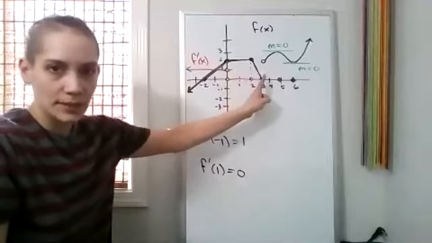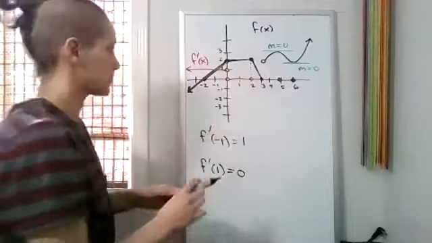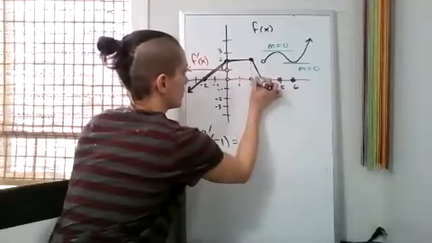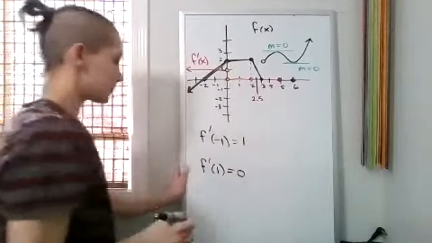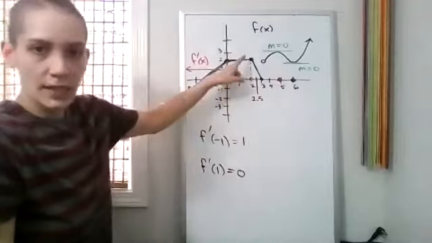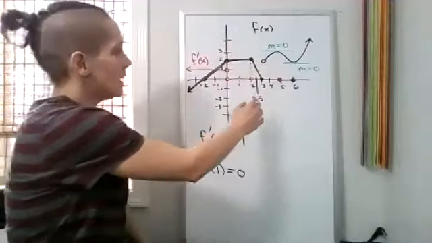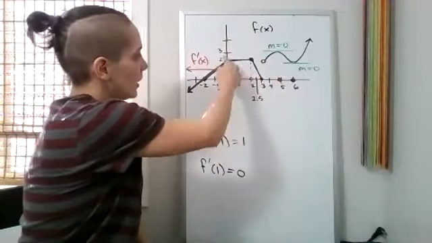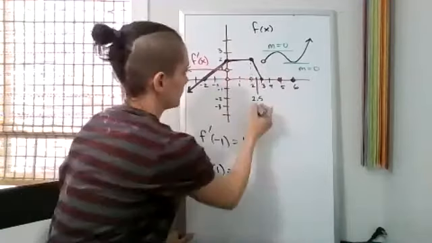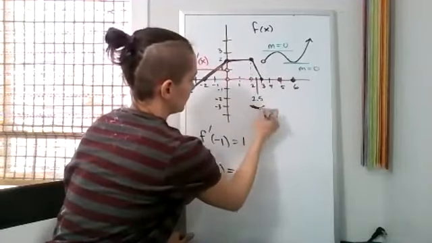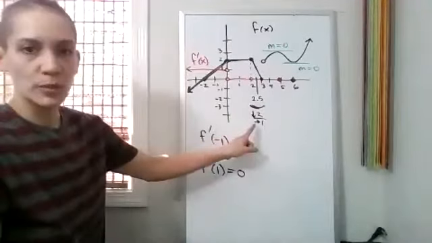Between 2 and 3, let's pick something like 2.5. That tangent line would really just sit right there on the function, and it has a slope of down 2 over 1, so a slope of -2.